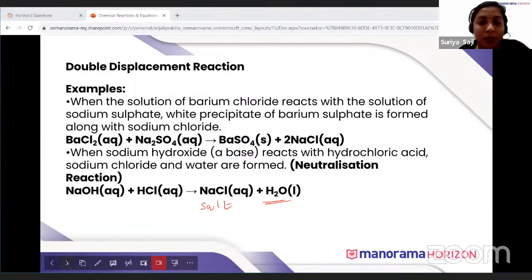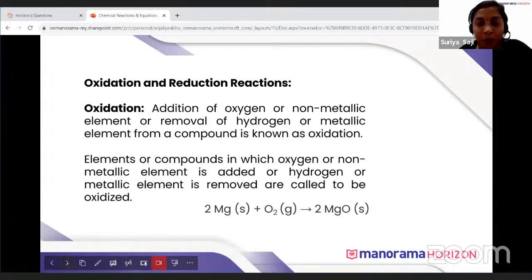So we'll see now what are oxidation reactions and what are reduction reactions. So in a reaction, if we are adding oxygen or a non-metallic element. Non-metallic elements means those we can see on the right side of the periodic table. That is non-metallic elements. Okay. So if we are adding oxygen or a non-metallic element, or if we are removing hydrogen or a metallic element from a compound, we call it oxidation. We can see in this example, magnesium reacts with oxygen. Oxygen is added. So that reaction is an oxidation reaction. Okay, addition of oxygen takes place. That is why it's an oxidation reaction. Okay.